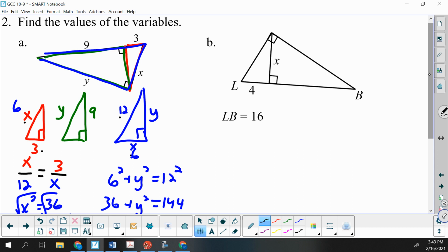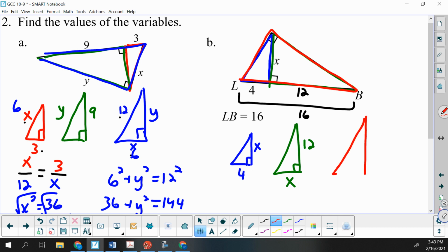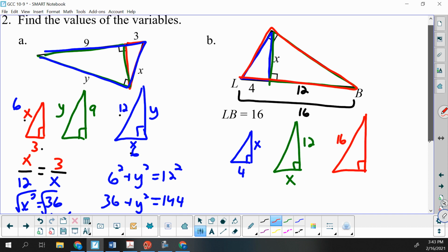Moving over to B, they tell us this whole thing is 16. 16 minus 4 tells us that part is 12. So we can set up our triangles. x for the long leg, 4 for the short leg. In this triangle, we have x for the short leg, 12 for the long leg, nothing for the hypotenuse. And in this triangle, if we flip it and spin it, nothing for the short, nothing for the long. The hypotenuse, though, we know is 16.